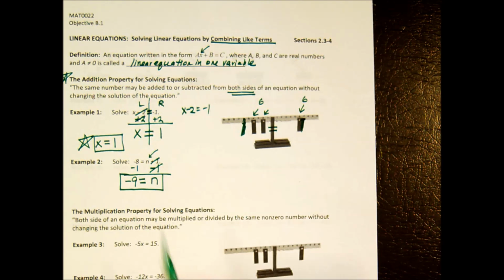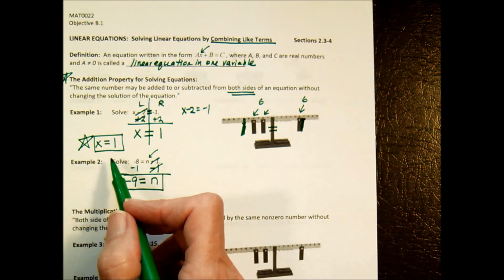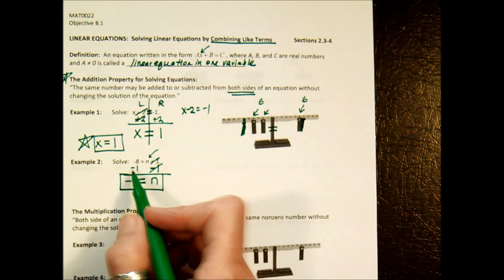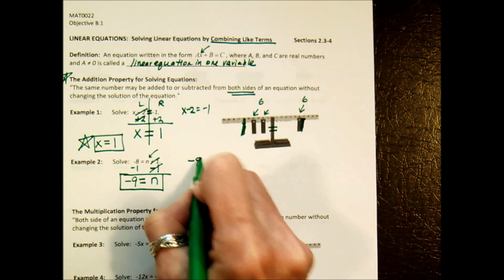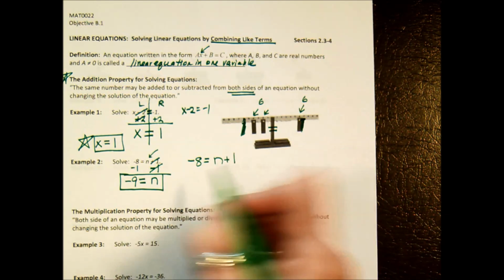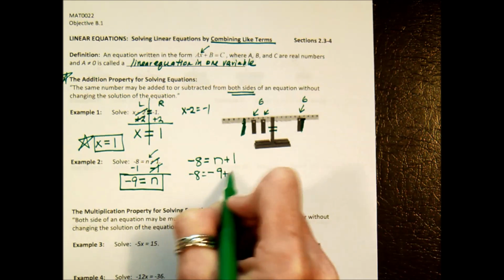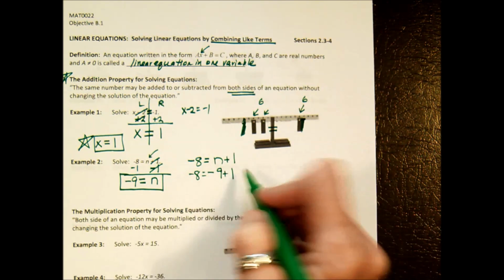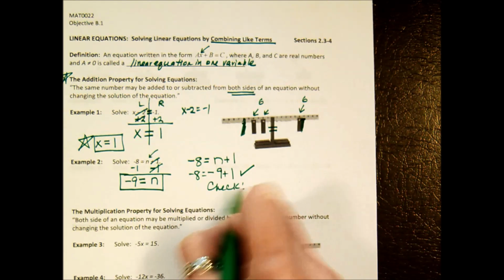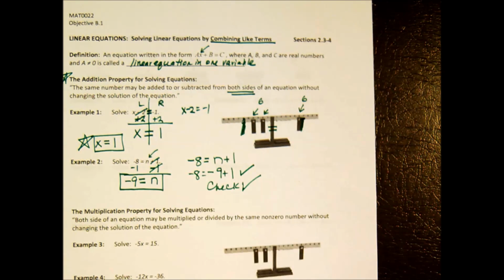By the way, when you get your solution to a linear equation, it's very easy to take the answer and put it back in where the variable was to check. For example, it said negative 8 equals n plus 1. If I take out that n and I put a negative 9 in its place and I see if it's a true statement, it is true. It does check. So you can check your answers in a linear equation at any time.